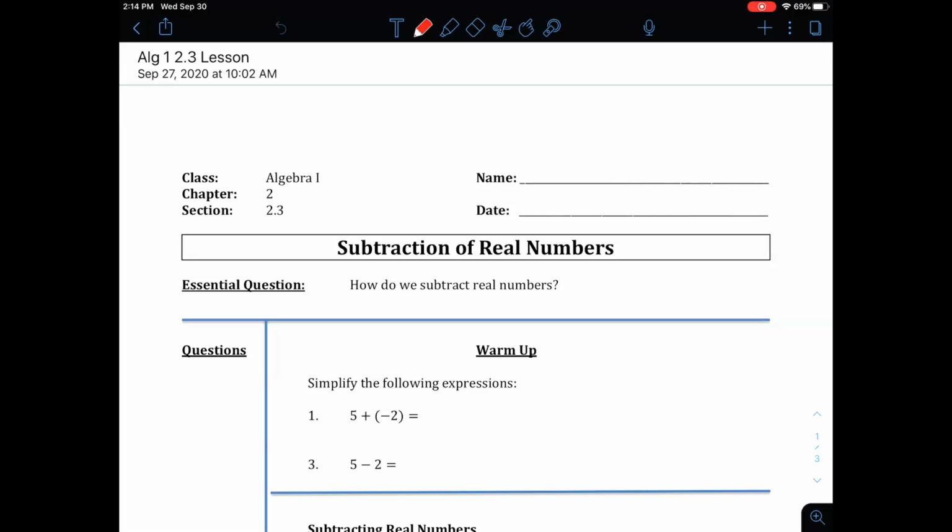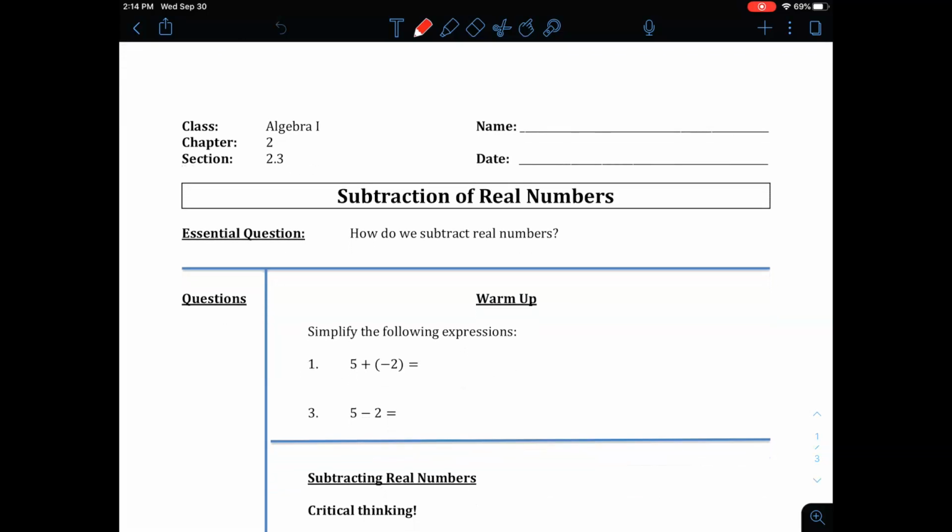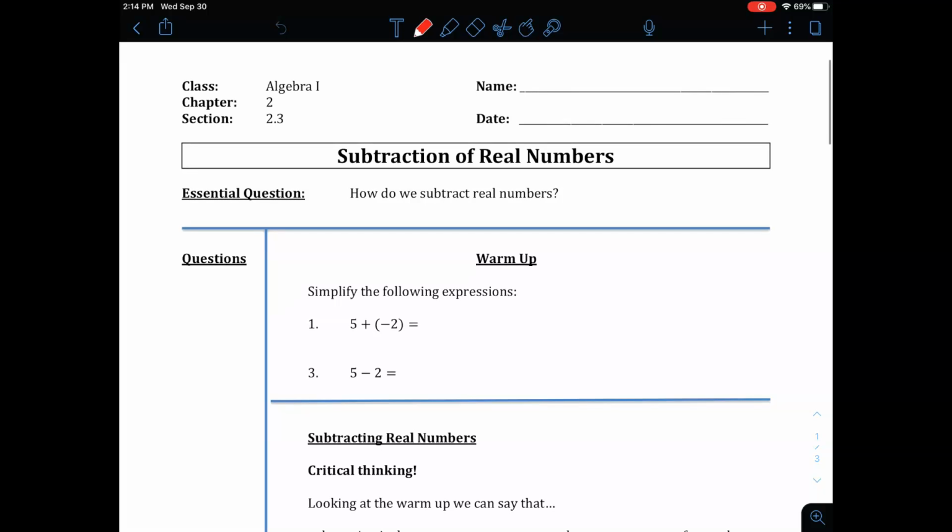We are doing 2.3 today, which is subtraction of real numbers. Our central question is, how do we subtract real numbers? Yesterday, or the day before, we did addition. Now we're doing subtraction. All kinds of fun stuff going on, all right? So we have a warm-up. Go ahead and do the warm-up. It's 5 plus negative 2 and 5 minus 2. See what you get for your answers for that.